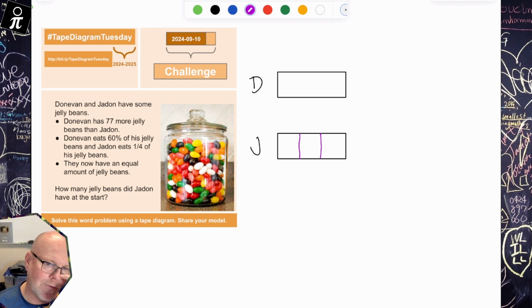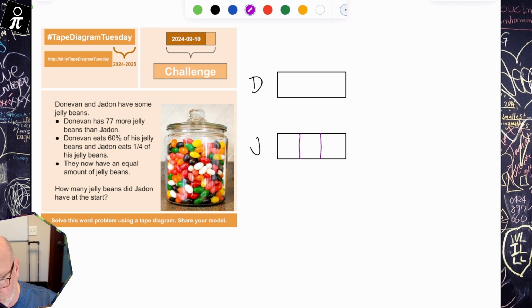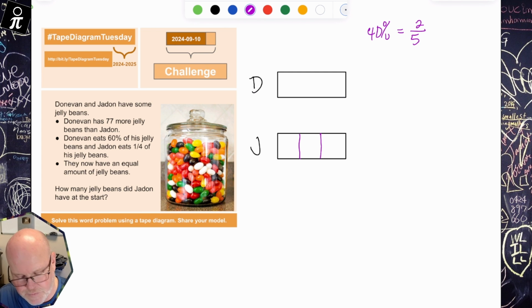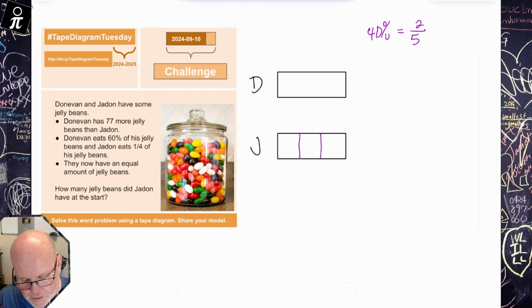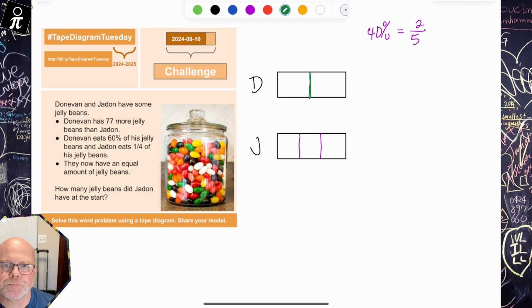And then it says Donovan had eaten 60% of his jelly beans. So we are currently looking at 40% of his jelly beans. And I know that 40% is 2/5. So that tells me we are looking at 2 pieces for Donovan.